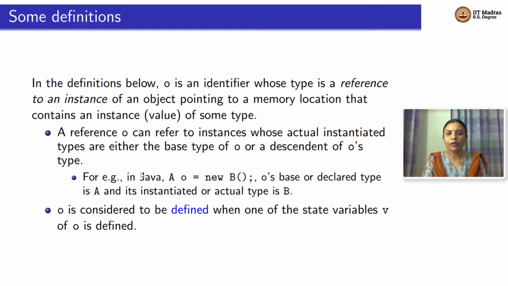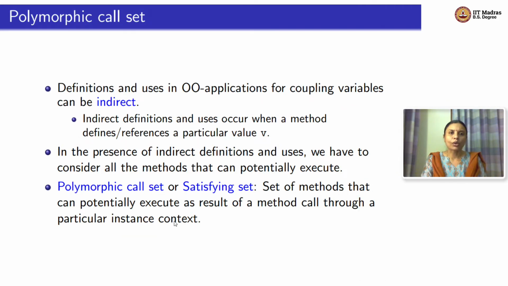For example, in the programming language Java, if you write a statement like this, o is equal to new of B, then for this object o, o's base or declared type is that of A, and its instantiated type or actual type at runtime is that of B. So object o is considered to be defined when at least one of its state variables is assigned a value in the object o.